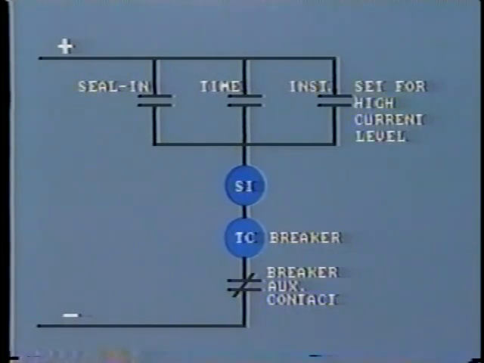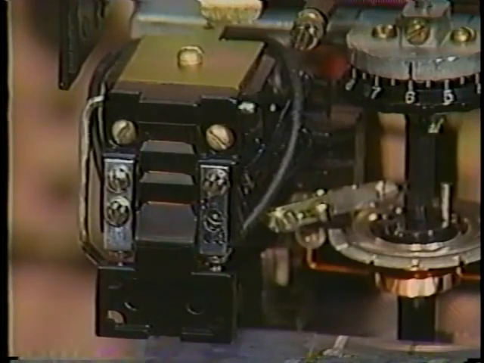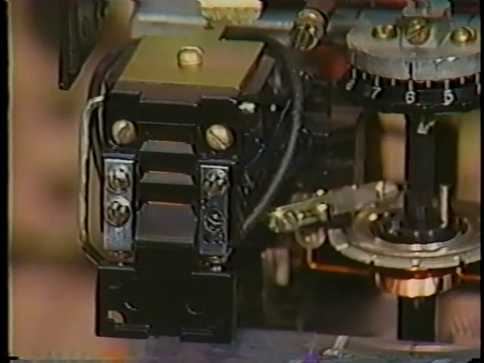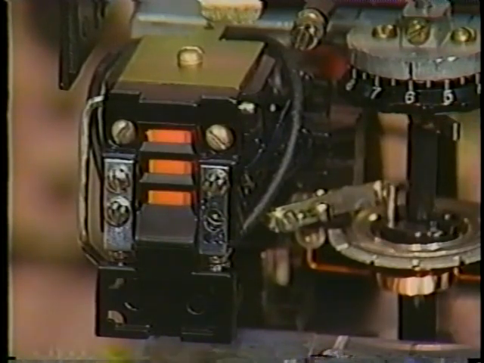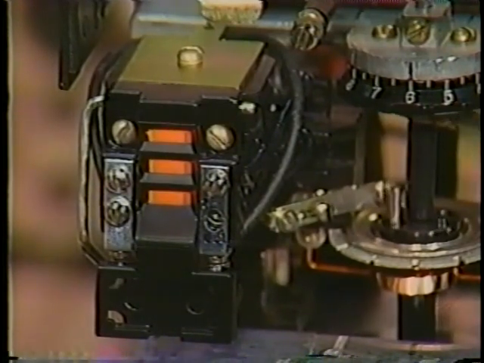The instantaneous relay will be set at a relatively high value and will only operate in case of an extremely high-level fault. When the relay does operate, a target will drop for either the instantaneous element or the time-over-current element. This will inform the operator that the relay has operated and help him analyze his system problems.